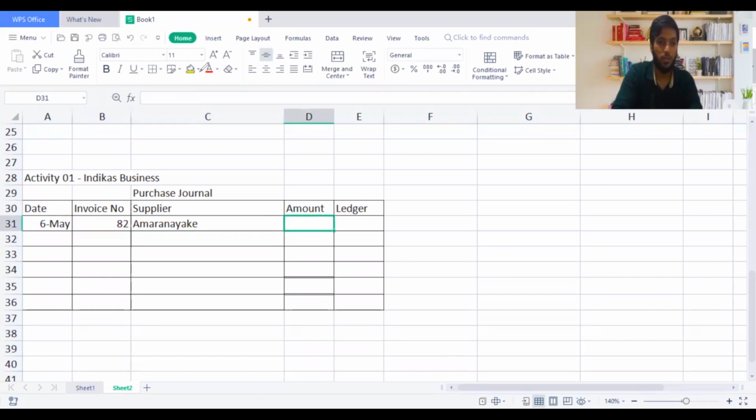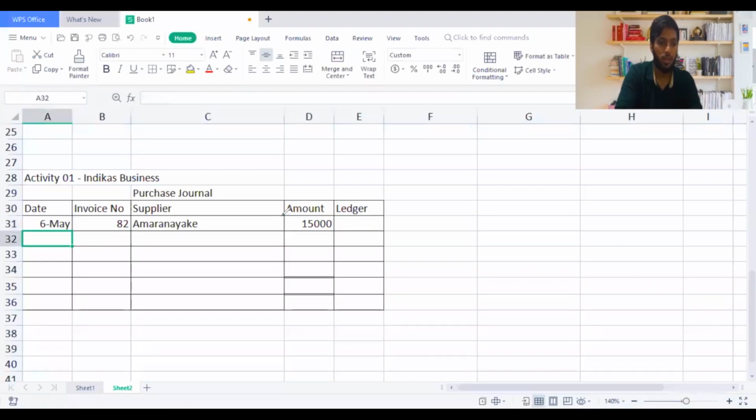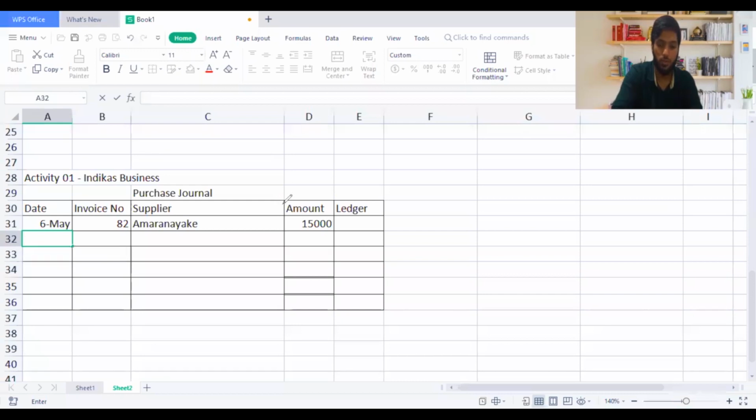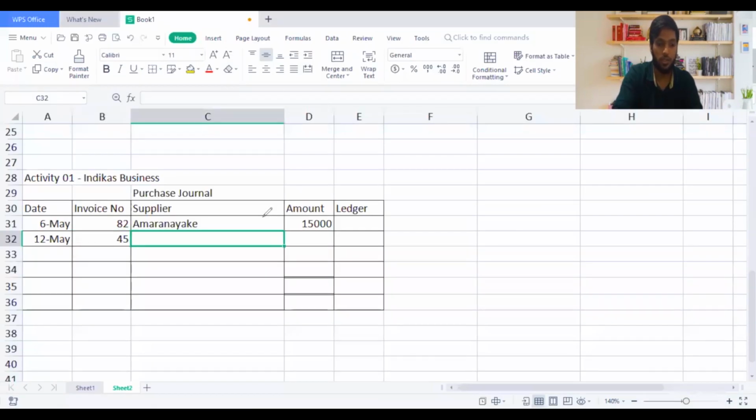What is the amount given for Amaranayaka? The amount is 15,000, so I'll record 15,000 here. After recording the 15,000, I'll move on to the next part. We have May 12th, invoice number 45, Vijay Nayaka, 18,000. So I'll record 12th May, invoice number 45, Vijay Nayaka.